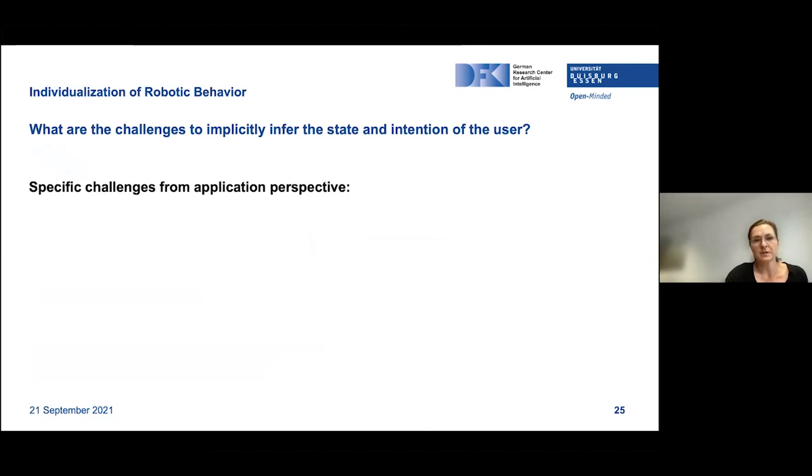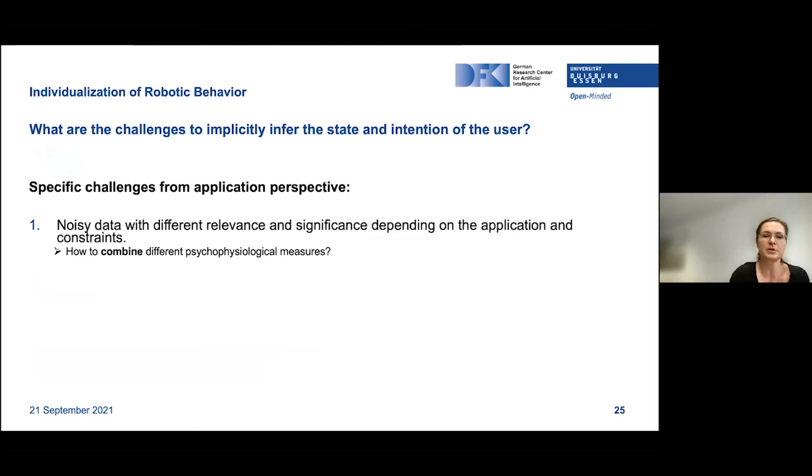Now I wanted to give you some examples of how to solve some of these issues that I came up with. Oh no, first I want to give an overview of some special challenges, and then I want to give you some examples. So what are the special challenges? One is, of course, noisy data.